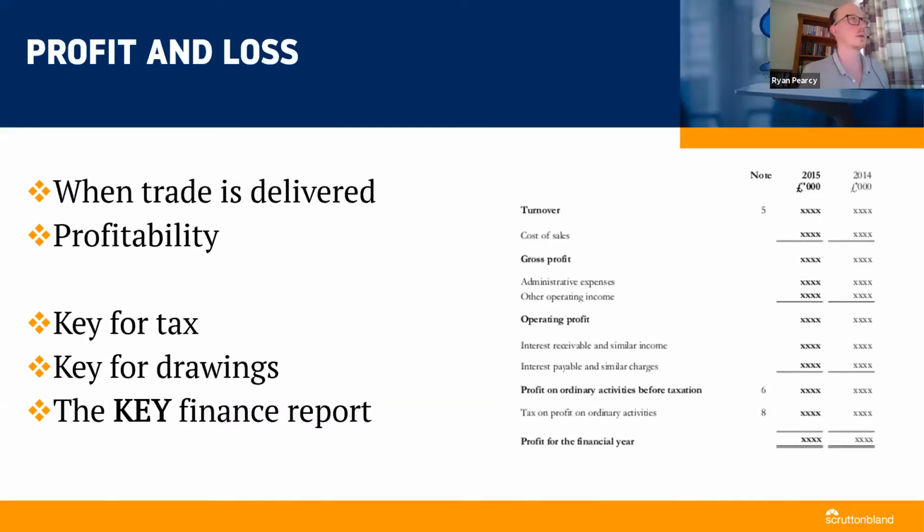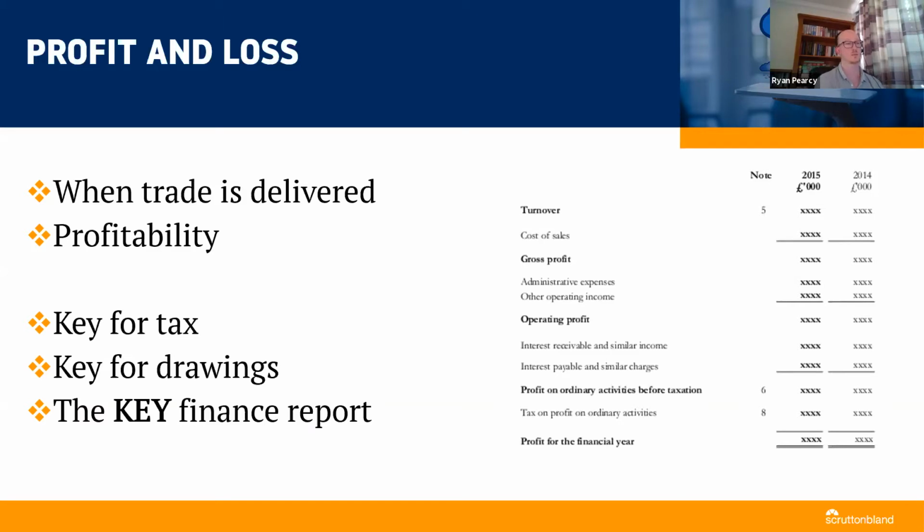Something that generally is broken down would be your cost of sales and your administrative expenses. These are obviously your day-to-day expenses and help you understand how the business is operating and making either a profit or a loss. The other key figure on the profit and loss is the tax.